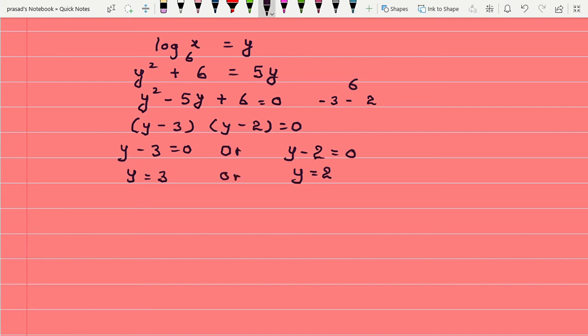Now put back for y. y is what? Log x to base 6 is equal to 3. Change this to the index form. x is equal to 6 cube, and 6 cube will come out to be 216, 216.